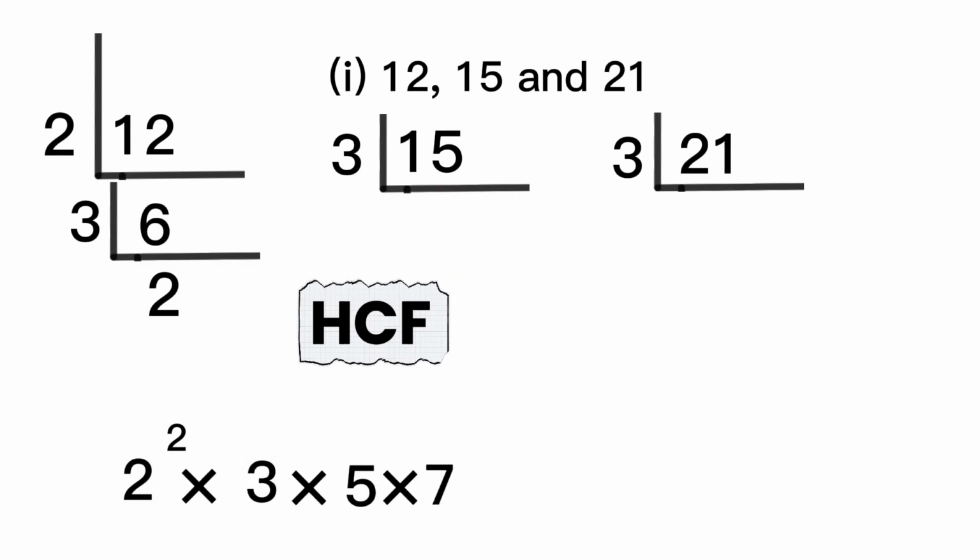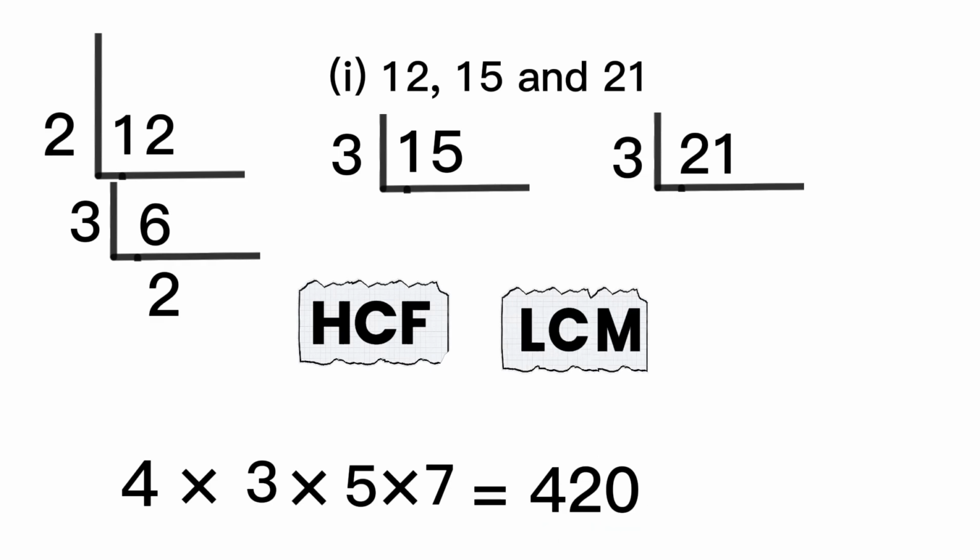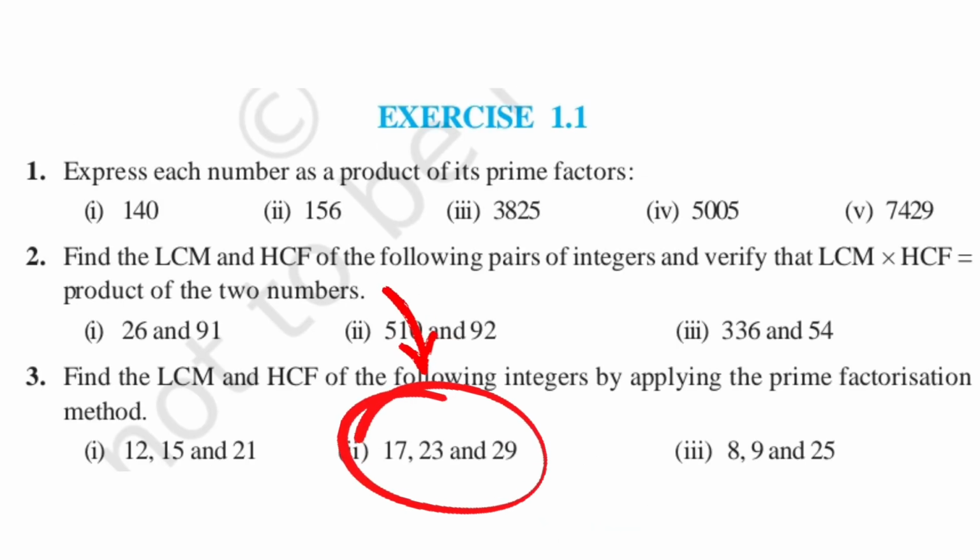Okay, let's multiply all these numbers. 2 squared is 4. And 4 times 3 times 5 times 7 is equal to 420. This 420 is the LCM. Okay, try this one and comment below.